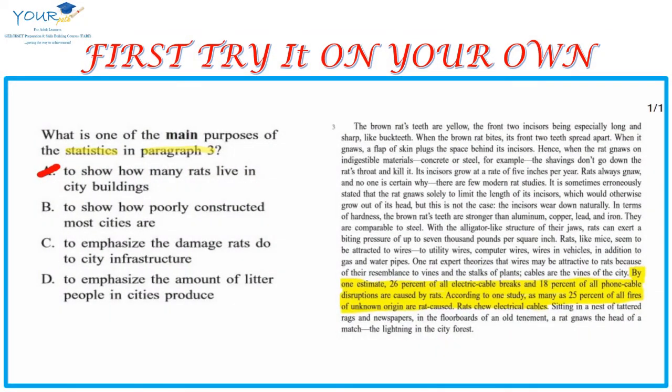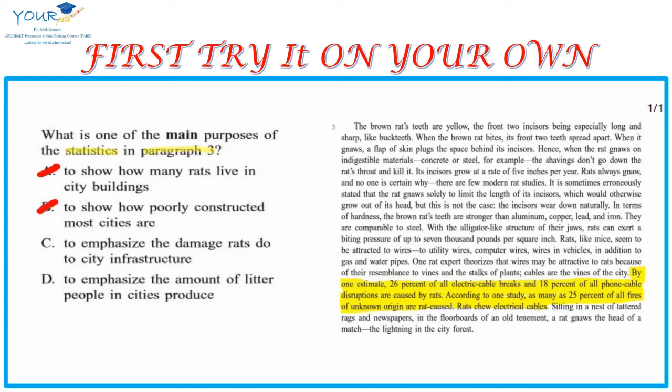So now we can move on to option B, and we have to show how poorly constructed most cities are. We know that our stats did not focus on how poorly constructed most cities are, and so we can eliminate option B as well.